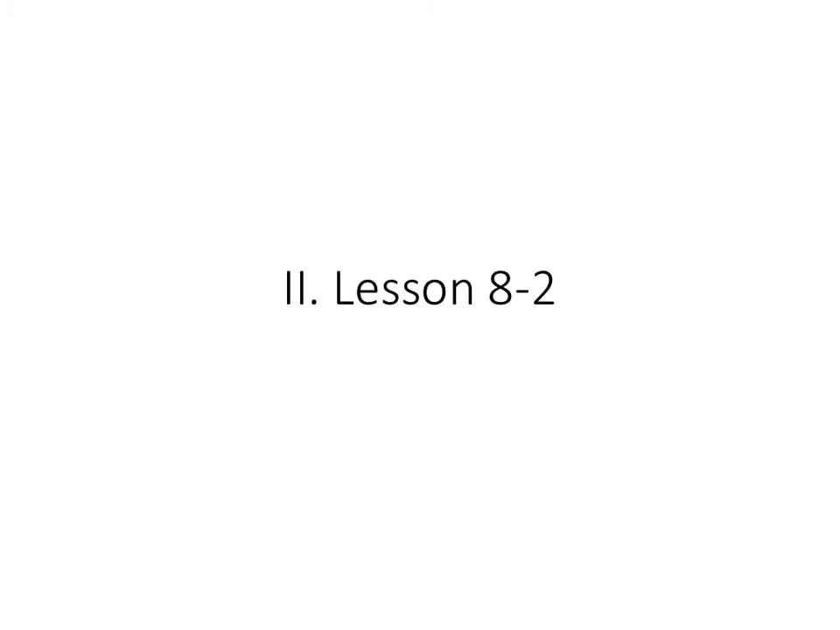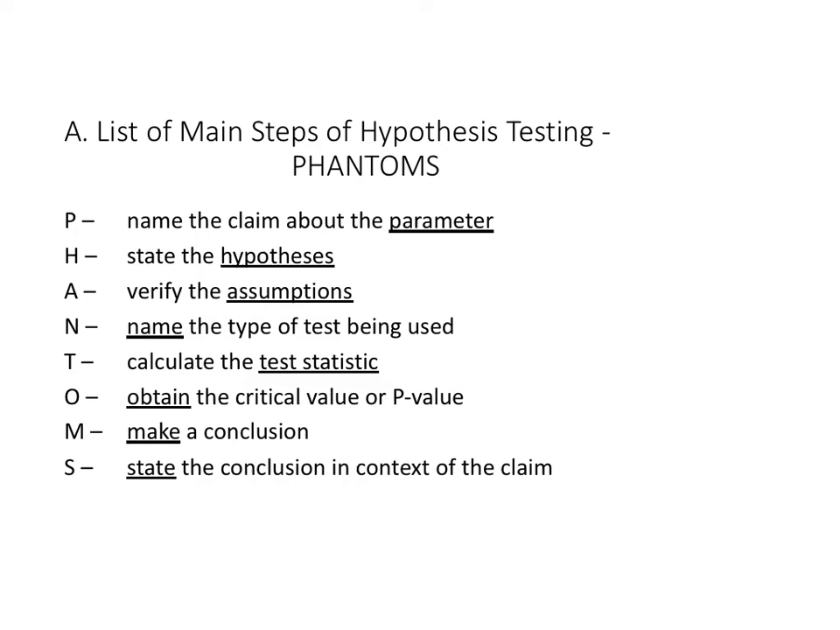So then we're going to get into a little bit more detail of how to do this procedure called the test of significance. These are the main steps of a hypothesis test. The steps are called PHANTOMS. It's just an acronym to help you remember, because yes, it is a lot of steps. We're going to learn all about how to do each of these in detail, so I'm just going to quickly do an overview first.